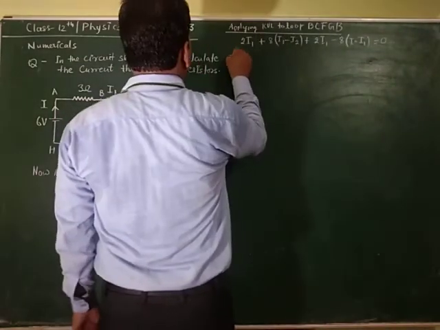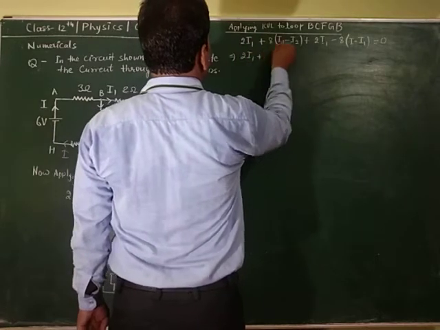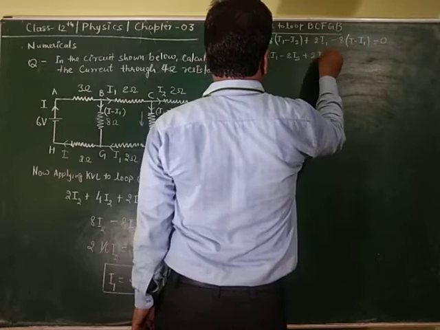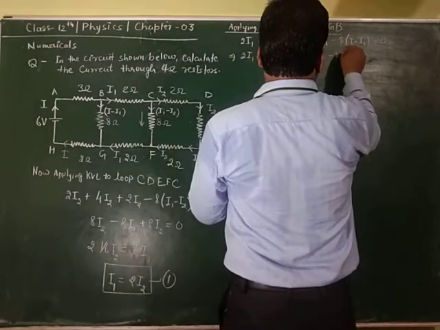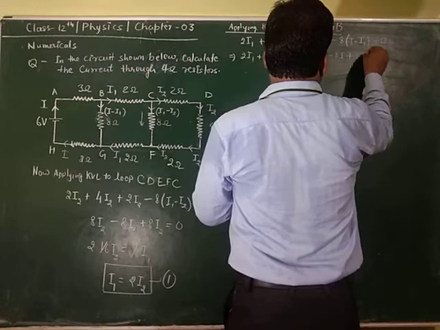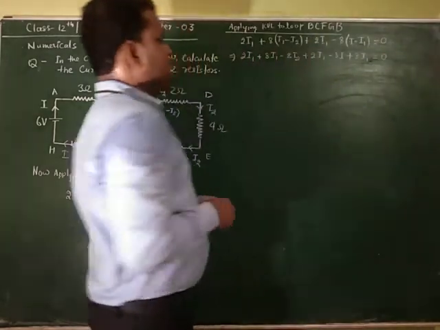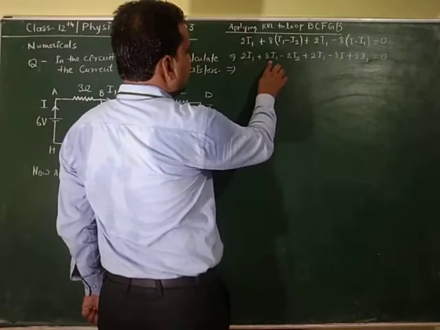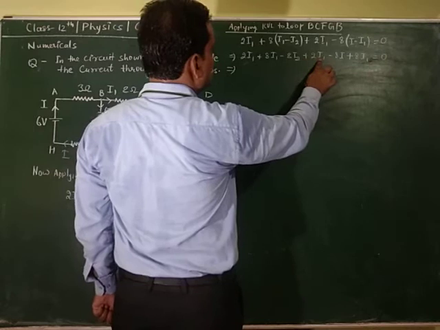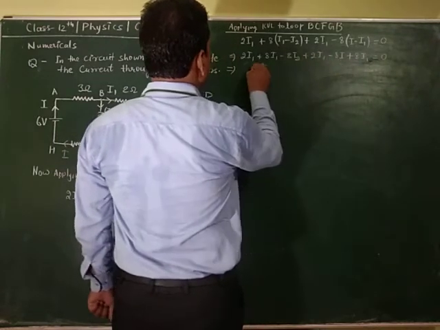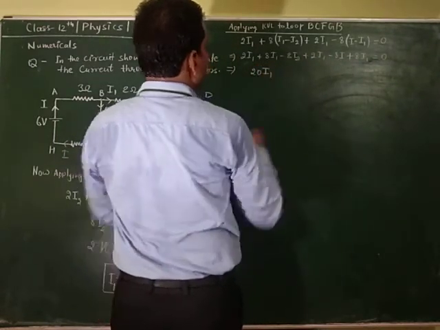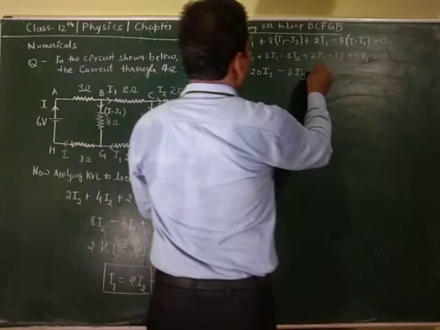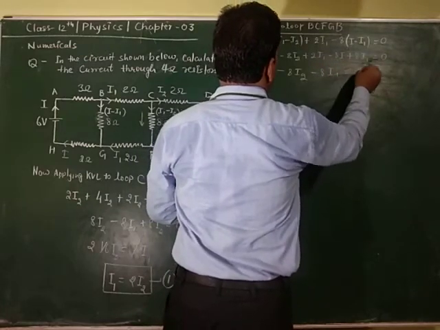So solving this equation: 2I1 plus 8I1 minus 8I2 plus 2I1 minus 8I plus 8I1 is equal to 0. So 2I1 and 8I1, 10I1, 10 plus 10 is equal to 20I1. And what is I2? Minus 8I2, minus 8I is equal to 0. This is I, na?